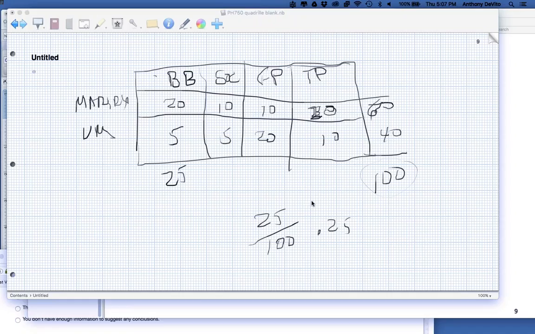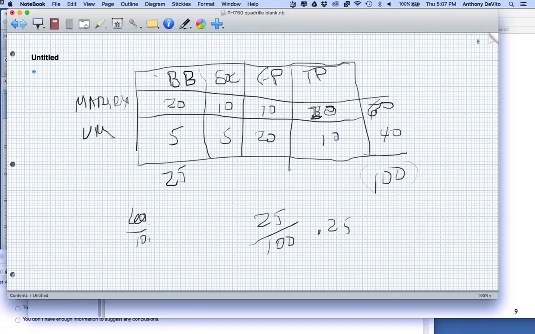So at any rate, it's 25 out of 100. What's the probability in this population that if I pick one random person, they're married? How many people in this population are married? 60 out of 100, so the probability is 60 over 100, or 0.6.